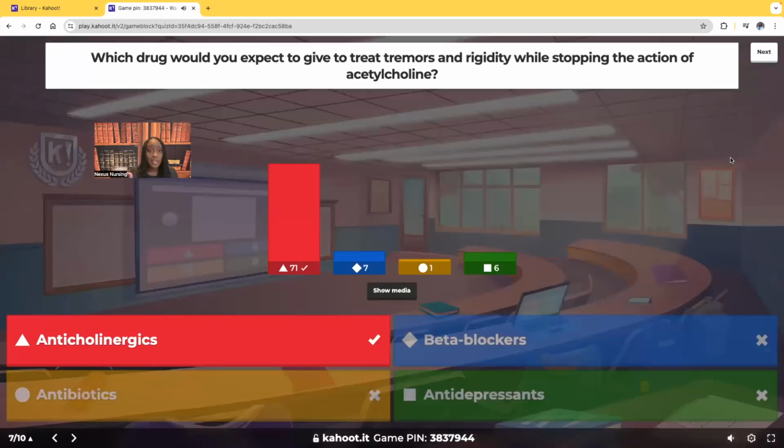That's right. Anticholinergics. Look at the other choices. You have beta blockers. Beta blockers are adrenergic antagonists, right? Slows down the blood pressure, slows down heart rate. What does that have to do with Parkinson's disease? Antibiotics, they kill bacteria, they help with infections. And of course, antidepressants, they treat depression. But when it comes to the rigidity and the tremors that's caused by the action of acetylcholine, you're going to expect to give anticholinergics.